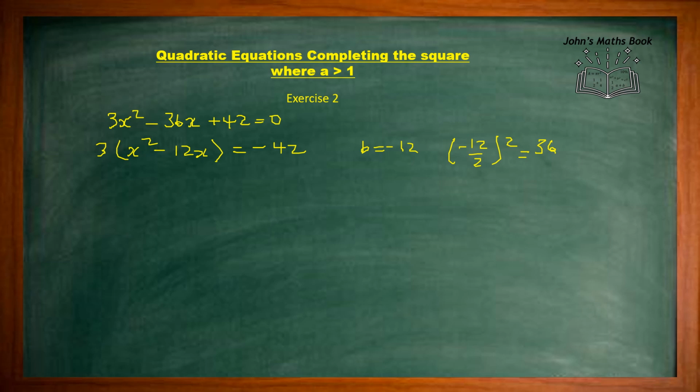So we can add the value of 36 within the bracket and to the right hand side. So 3 into x squared minus 12x plus 36 is equal to minus 42. Now we have to take the value of 36 and multiply it by 3 because we have a 3 outside the bracket. So 36 times 3 is 108.